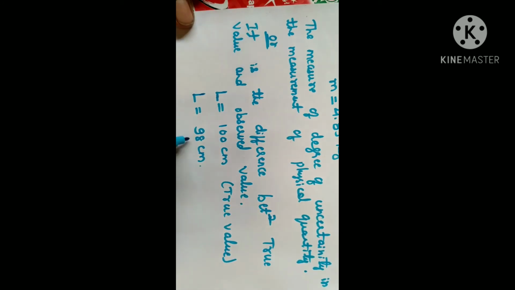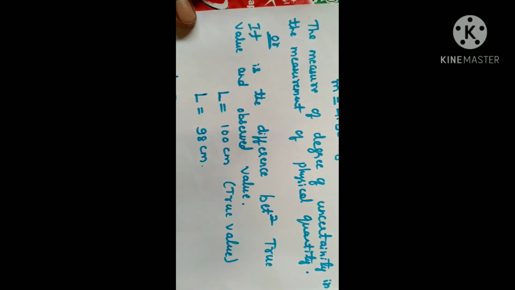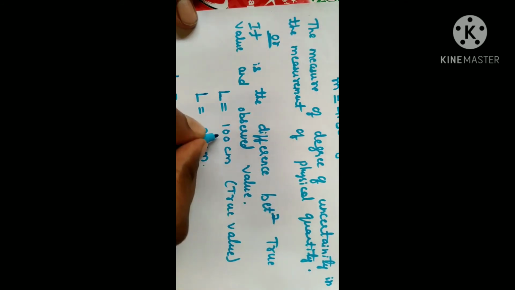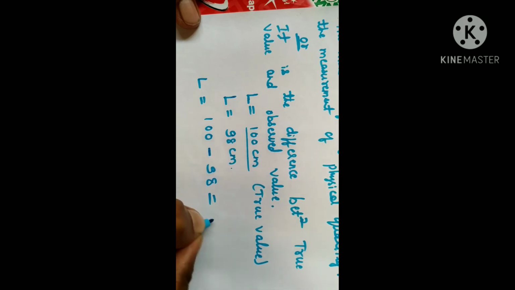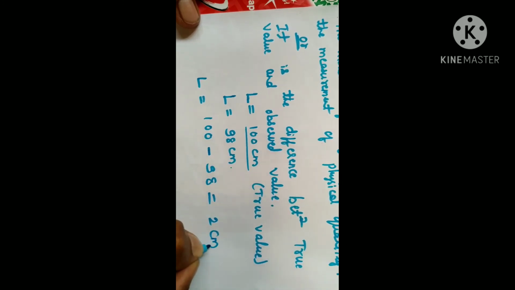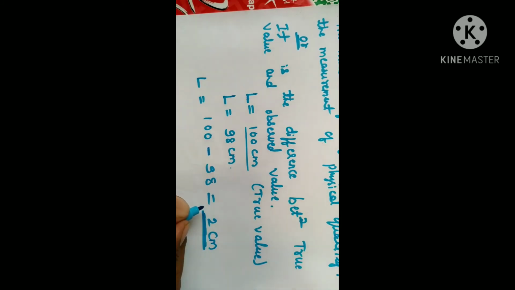So here how much is the error? The error means what? It is the difference between the true value and observed value. So this is the true value. Yes or no? 100 centimeter is the true value. Observed value is what? 98 centimeter. So the difference is 2 centimeter. Here the error is how much? 2 centimeter is the error in this case.